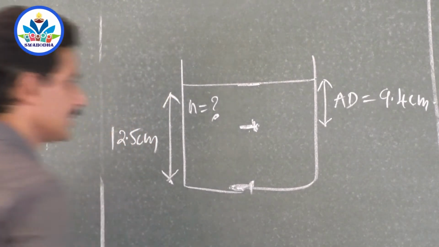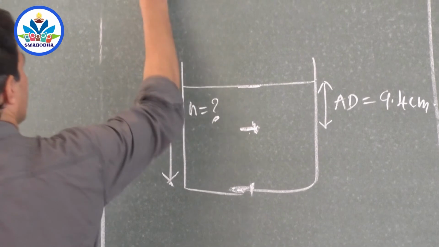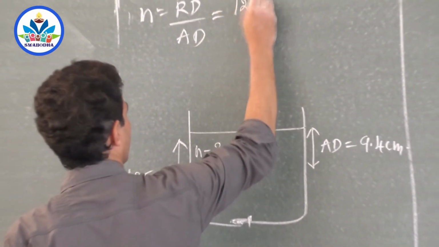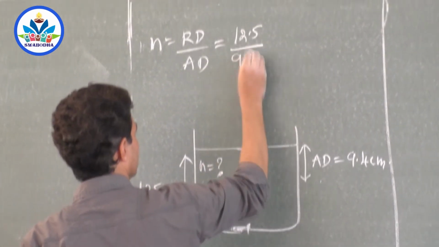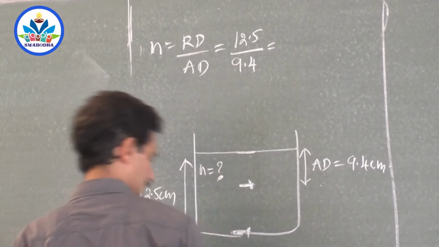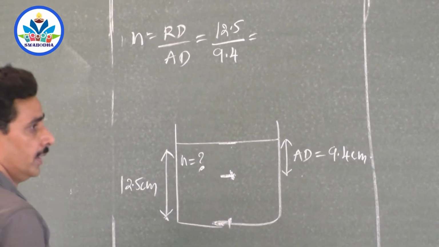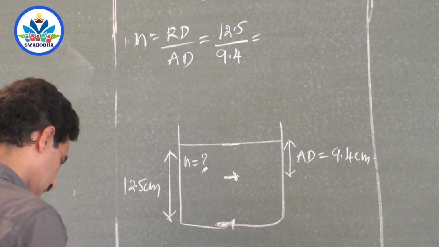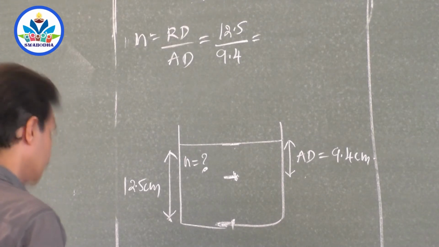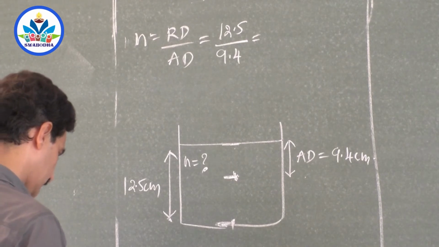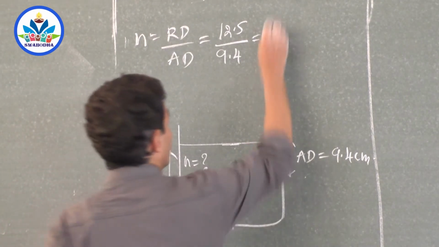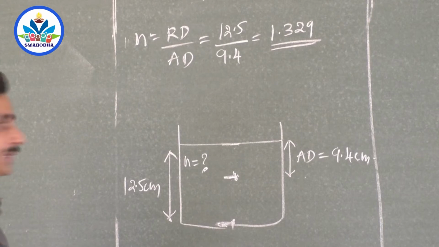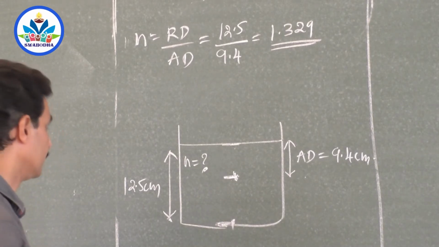We will do this one. What is the refractive index? Refractive index is very simple. Real depth by apparent depth. What is real depth? Real depth is 12.5 centimeter, and let the other one also be in centimeter. Apparent depth is this one, the direct one. 12.5 by 9.4. So you calculate it yourself. 12.5 divided by 9.4. Answer is 1.329. That is 1.33 almost. No unit for refractive index because it is centimeter by centimeter, distance by distance, sine by sine. That is the first part.